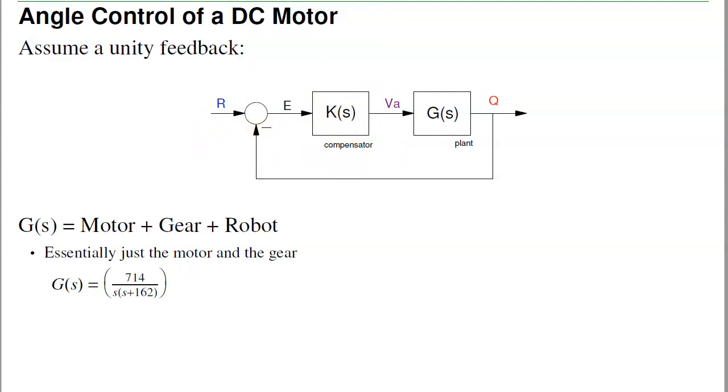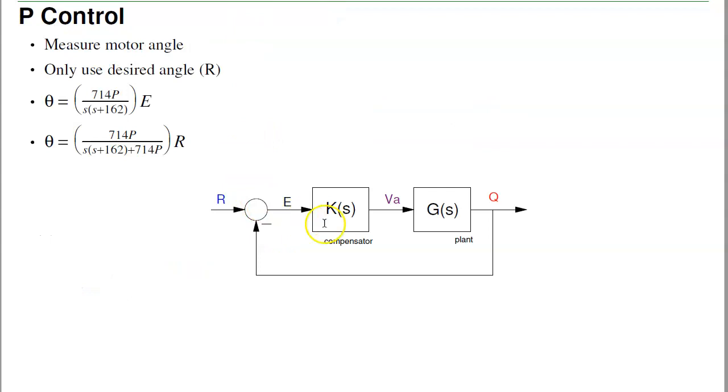A couple ways to design the compensator. If I just use proportional control, meaning this is just a gain, what I'll wind up with is the angle is your transfer function, 714 over s plus 162 times p. That's your plant, just a gain. Close the feedback loop, I get GK over 1 plus GK. Here's what I get.